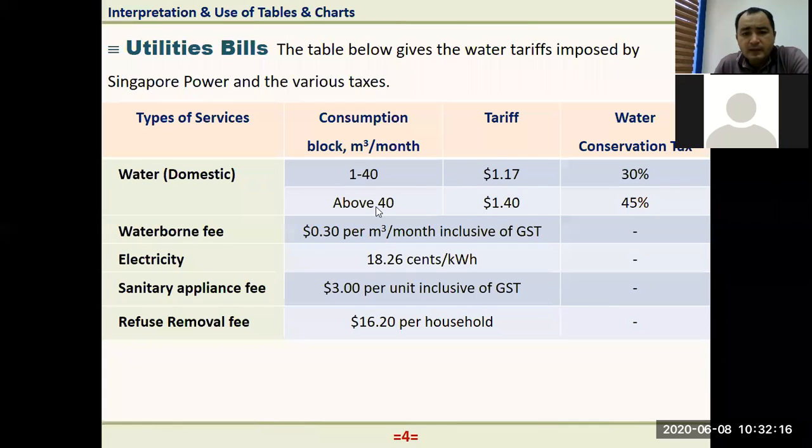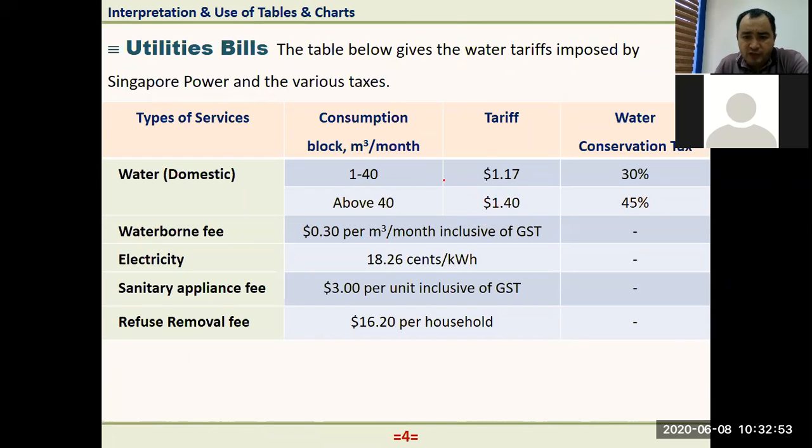Okay, so above 40, it means that if it is above 1.40, what does it mean? Again, it's very similar to tax calculation. For example, in a certain month, if you use 45 meter cube of water, how do we calculate this? At that time, we have to split this into two, right? 45 means it is 40 plus 5, because it says above 40, below 40. The tariffs are different, right? So if it is above 40, we have to allocate the company charge on this price.